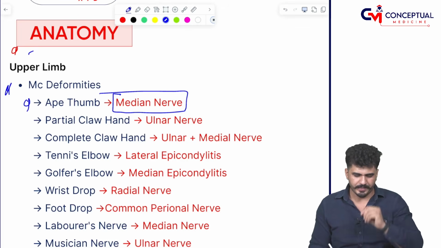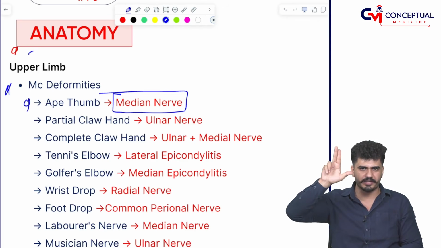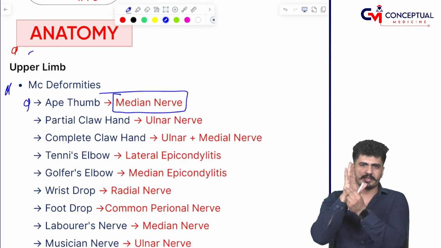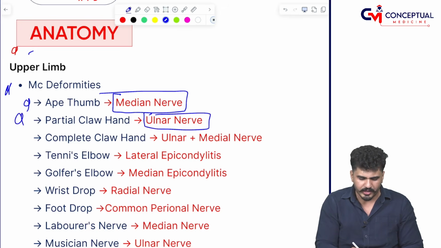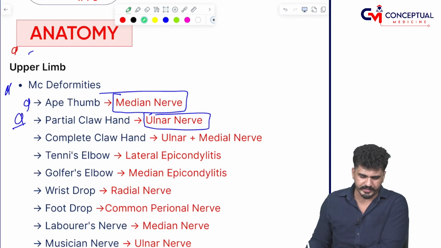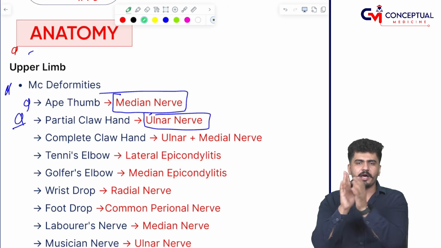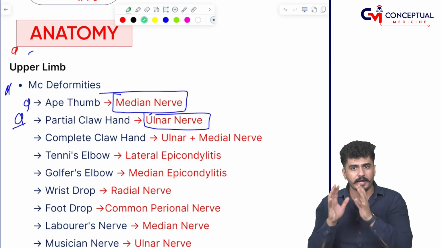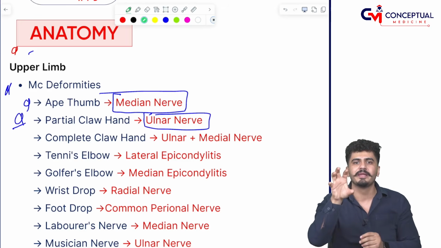Then partial claw hand. Now your hand is like this. In this partial claw hand, which nerve is supplying this area? The partial claw hand is because of, a previous year question, your ulnar nerve, my dear friends. Then coming to the next question, complete claw hand. When your median nerve and ulnar nerve both are damaged, then your hand will be like this. This is called complete claw hand.